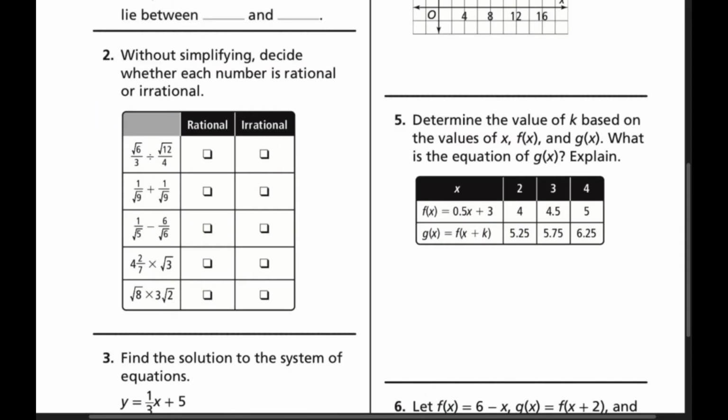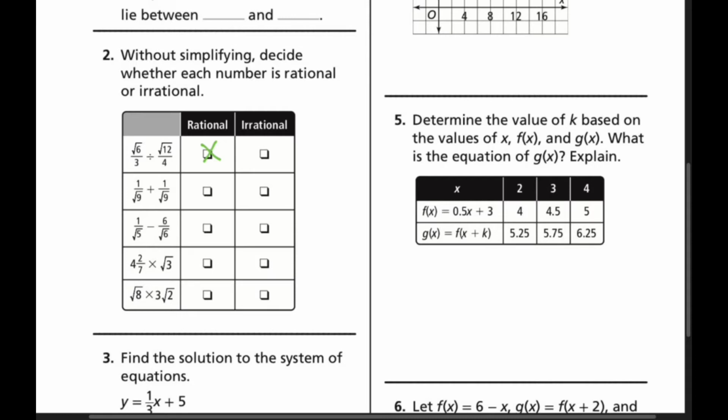Okay, so number two, simplify, decide whether each number is rational or irrational. So remember, if the two different sides of the problem are the same, then it's rational, and if they are different, it's irrational. So for square root of 6/3, that is not a perfect square, square root of 6, so that's irrational. And also, the square root of 12 is not a perfect square, so that's also irrational. So then that's rational because they're both irrational numbers. So remember, if they are the same, it's rational. If they're different, it's irrational.